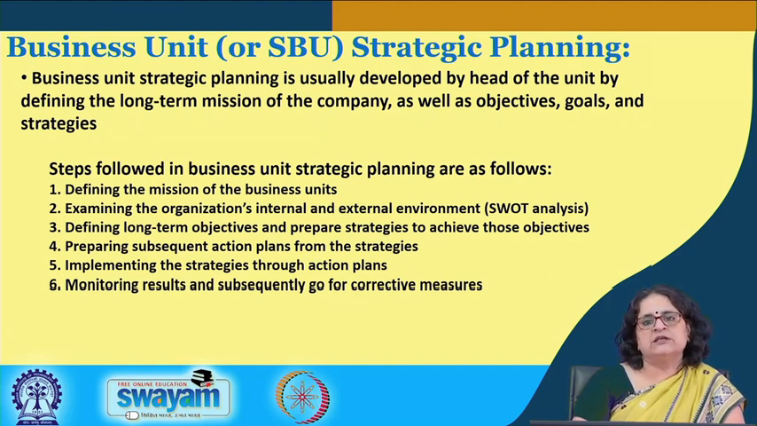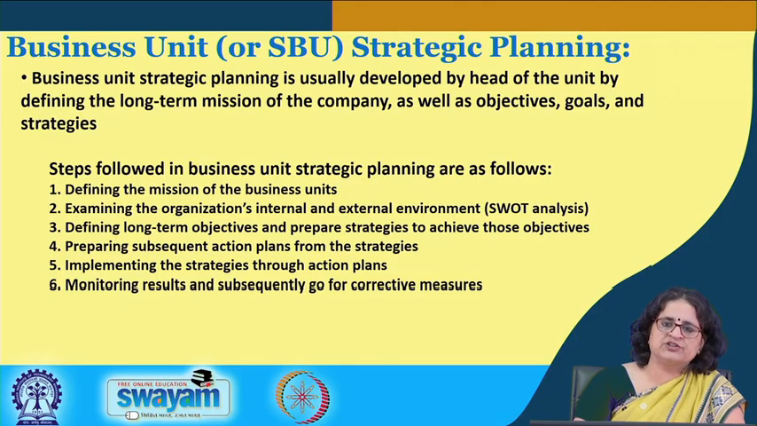Thereafter, the business unit head has to decide on the action plans. He has to prepare the action plans keeping in mind the strategies, and then he has to implement the strategies through these action plans. Finally, he has to monitor the results, monitor the performance, and go in for corrective measures if required. So these are the different steps that must be followed in business unit strategic planning.